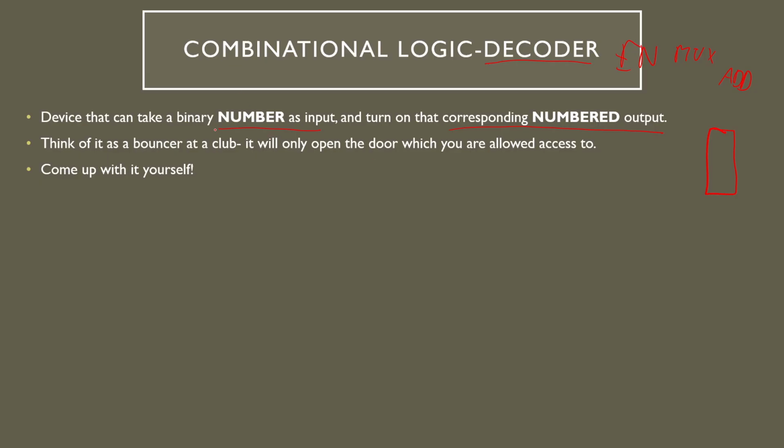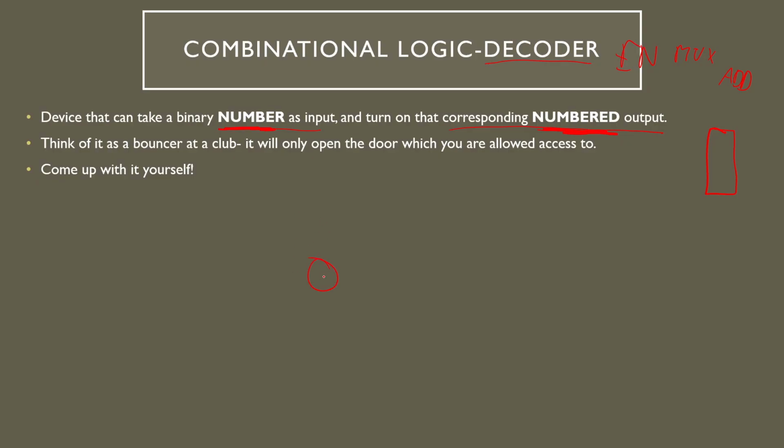So this is important. Understand this. A binary number, right, is an actual number. The numbered output is an output that has a memory address sort of associated with it that will only be turned on when that particular address is entered in binary. So if you want a better analogy, think of it as a bouncer at a club. It will only open the door which you're allowed access to.